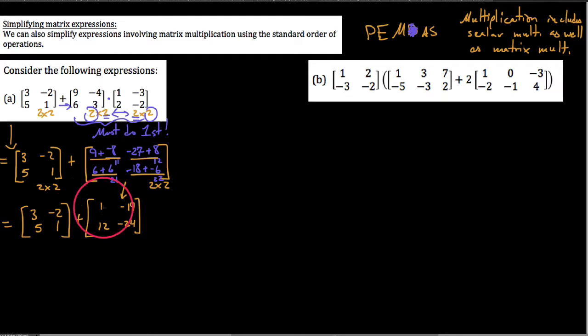Now we can say, what would be next in our order of operations? Well, we would add these. And we certainly can add these because they have the same order. We can only add matrices if they have the same order. The neat thing about matrix addition, remember, is that we just do it component-wise.